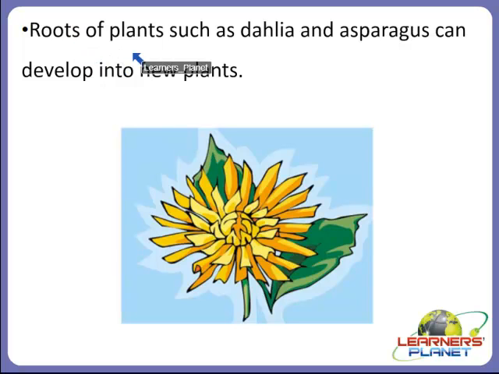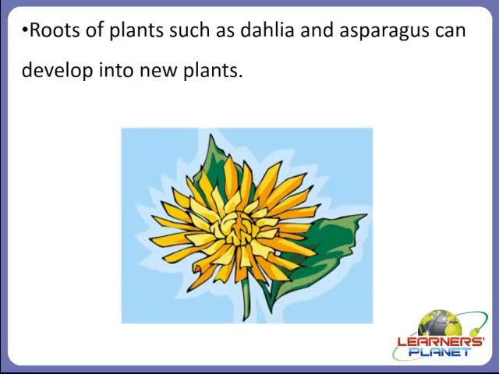Then there are roots of some plants such as dahlia and asparagus, which can develop into new plants. What happens is that if the young plant of this parent plant like dahlia and asparagus falls on the soil, they will multiply in numbers and develop into new plants. So we can say that roots of plants such as dahlia and asparagus can develop into new plants for the function of multiplication, for multiplying into various numbers.